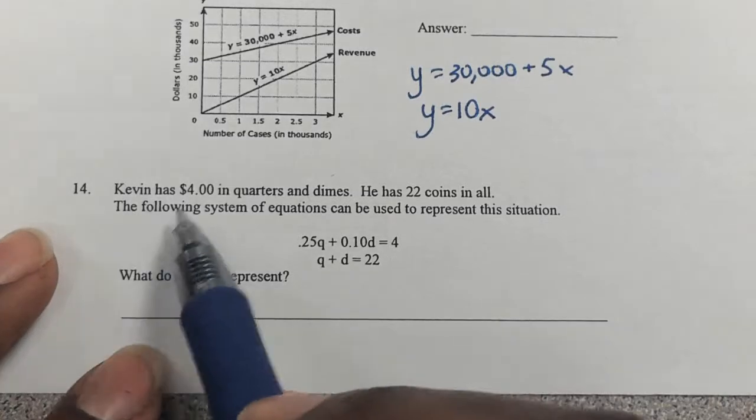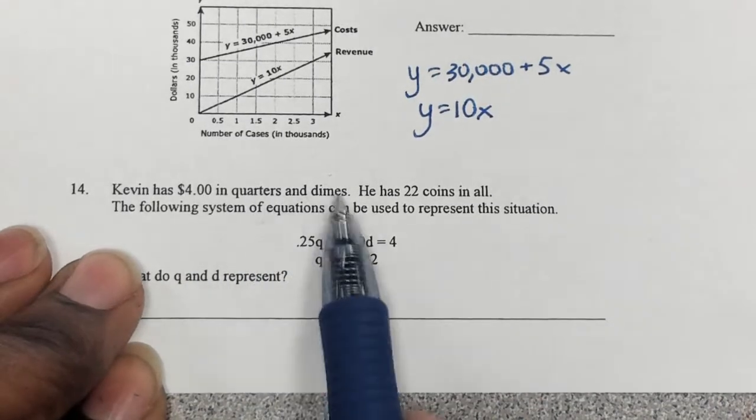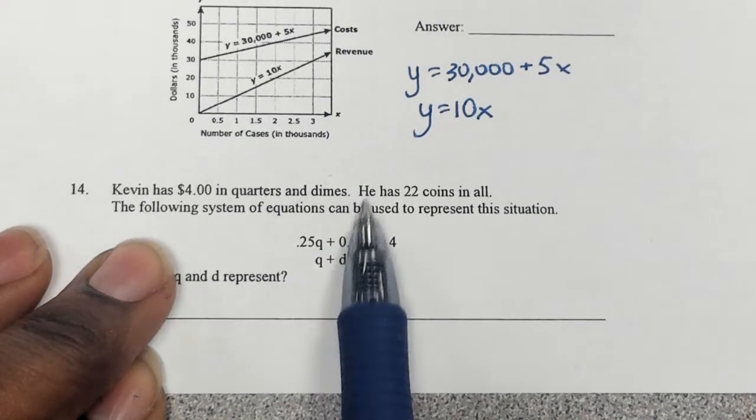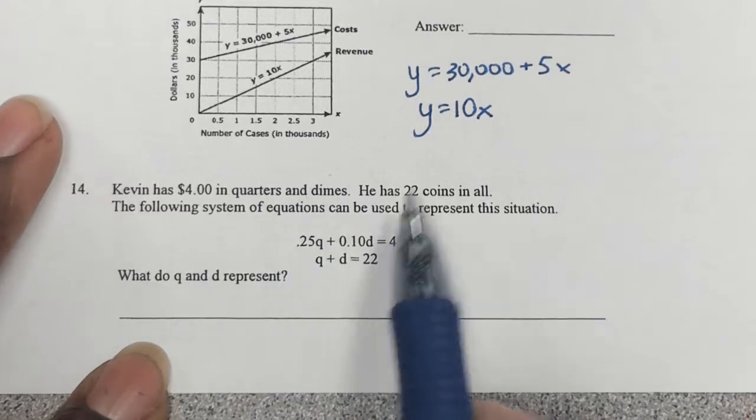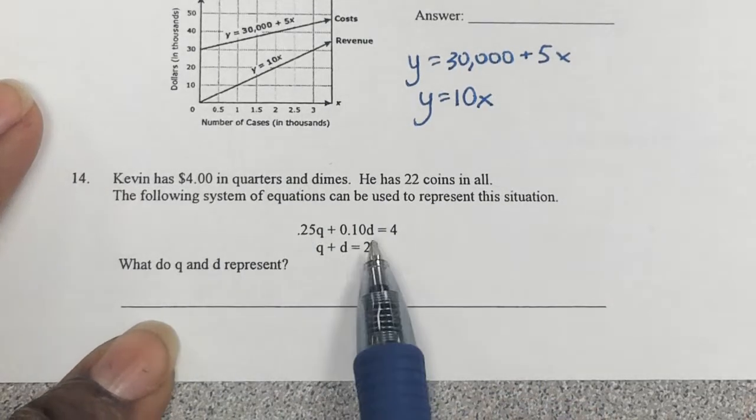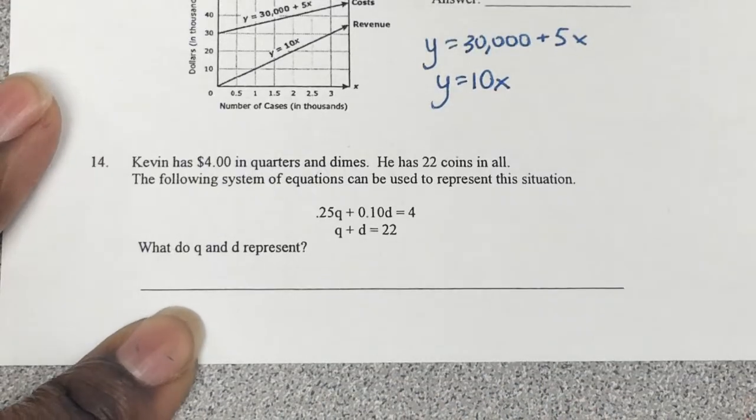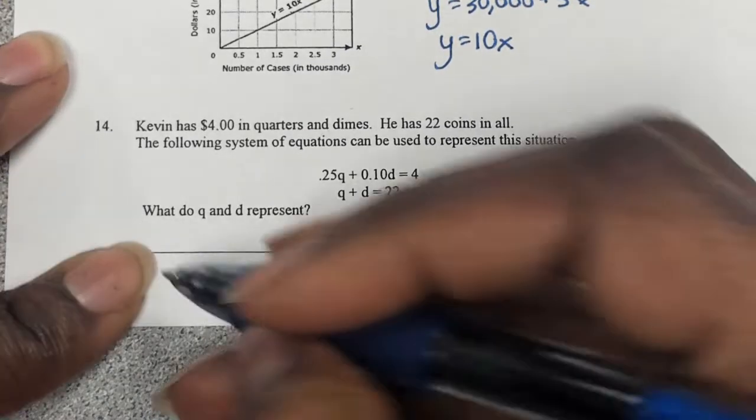That's timed here. Kevin has $4 in quarters and dimes. Notice what type of coins do we have? Quarters and dimes. He has 22 coins in all. Notice they're giving us the equation. What do Q and D represent?